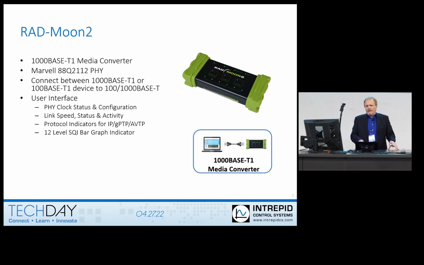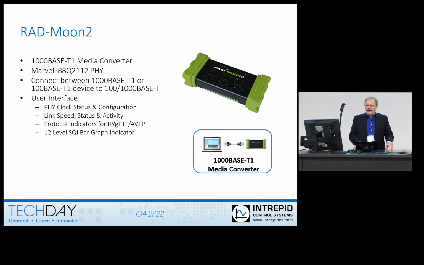Again, home networks auto negotiate the speed to the highest speed. In automotive networks, this is typically statically set. You can statically set this with buttons on the user interface. There are also some indicators that give you an idea of what protocols are passing through the device, whether they're IP communication, gPTP, which is a time synchronization protocol, and AVTP, which is streaming media for automotive networks. And lastly, there's a 12 level SQI, Signal Quality Index, bar on the side of this.